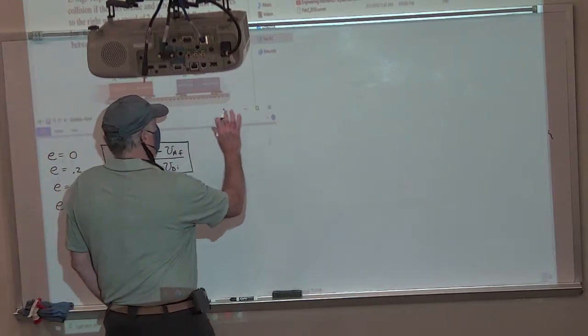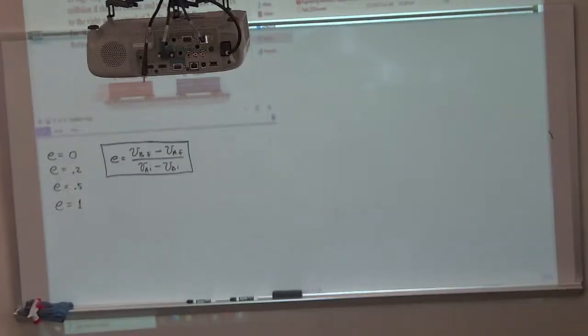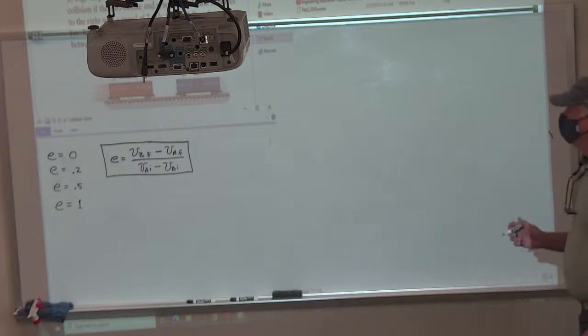So we have to do this. Now let me make sure the screen, for some reason this thing is off. Let's see. Okay, well there's enough visual there.